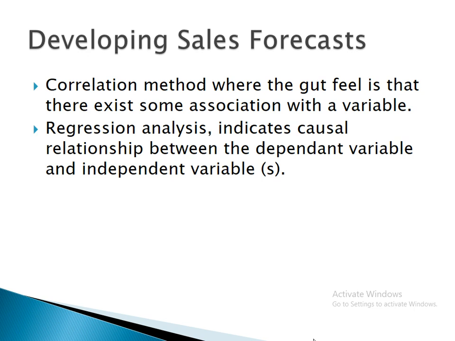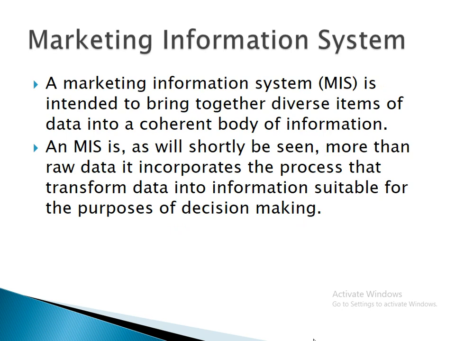Then the last part, that is MIS. Here it is not management information system, it is marketing information system. Marketing information system is intended to bring together the diverse items of data into a coherent body of information. As MIS is, as will be seen shortly, more than the raw data, it incorporates the process that transforms data into information suitable for the purpose of decision making. MIS also provides a method for interpretation of the information it provides.